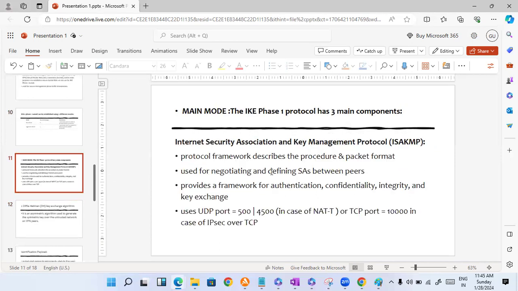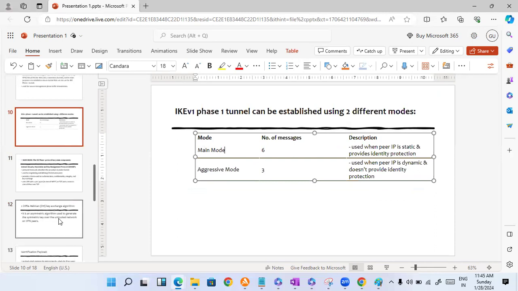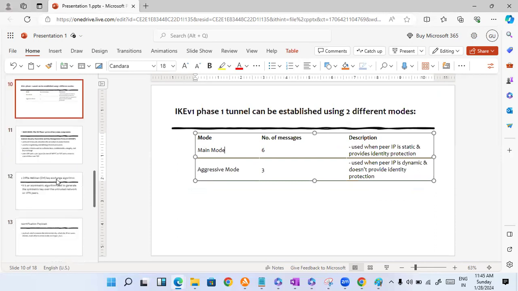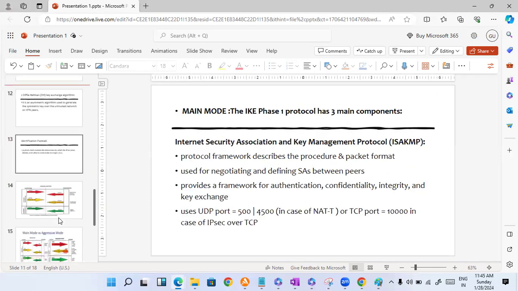The aggressive one can use a dynamic IP. There is content and attributes within the messages they exchange. There are six steps in main mode. I will tell you exactly, because I have a detailed description of this, so let me dive into it.